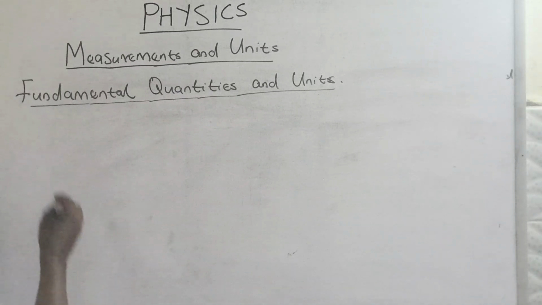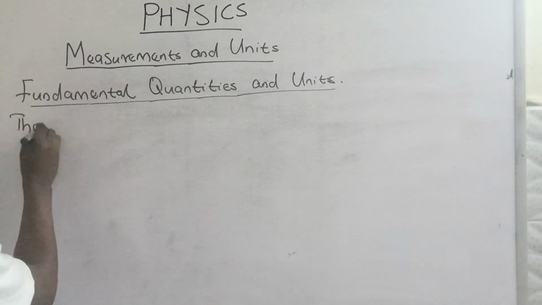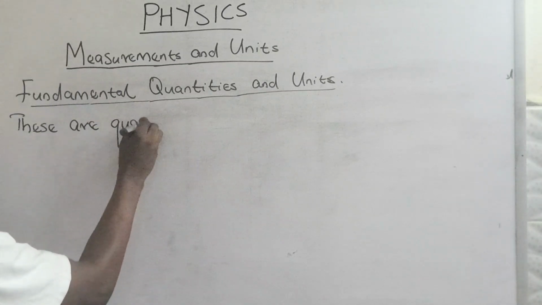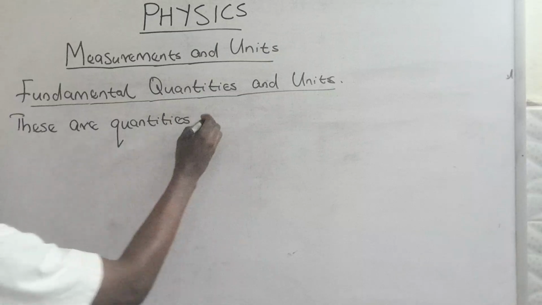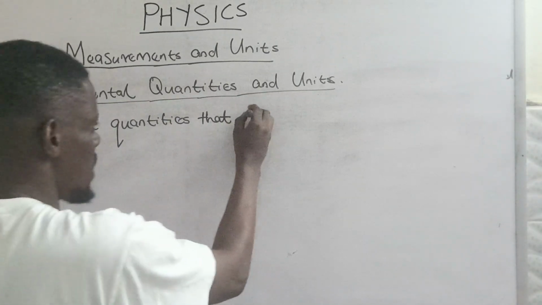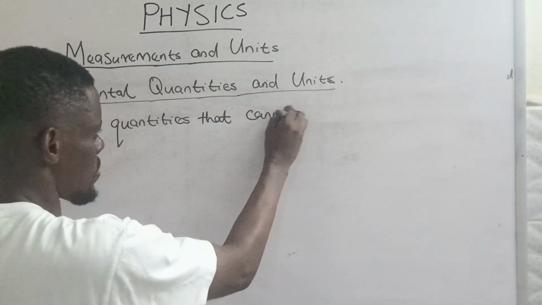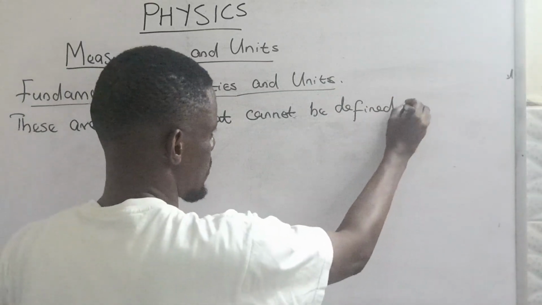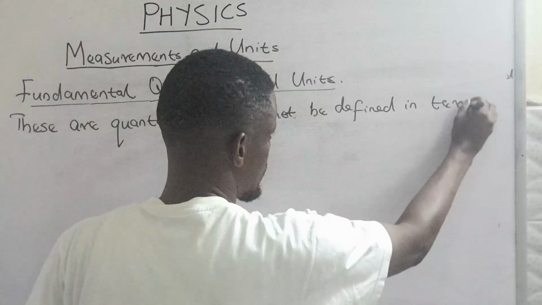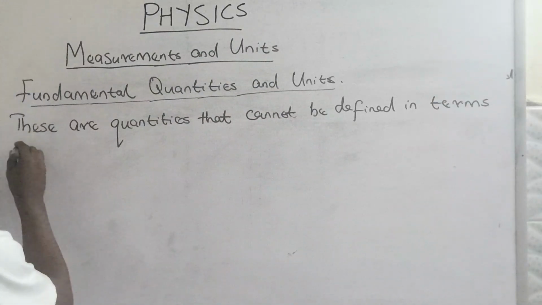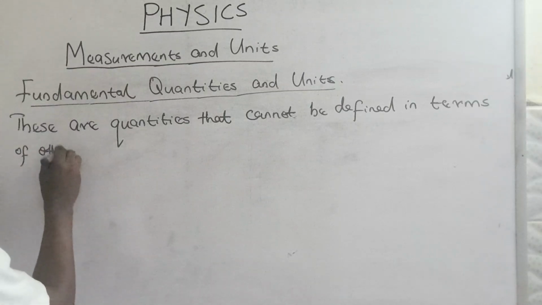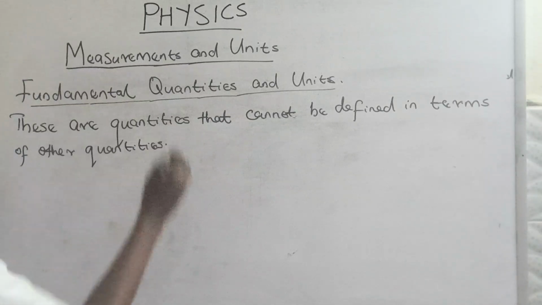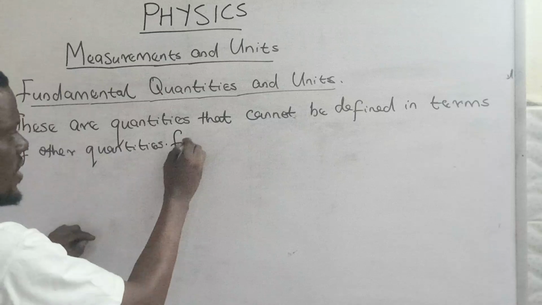So by definition, we say fundamental quantities. These are quantities that cannot be defined in terms of other quantities. Full stop. Fundamental units.